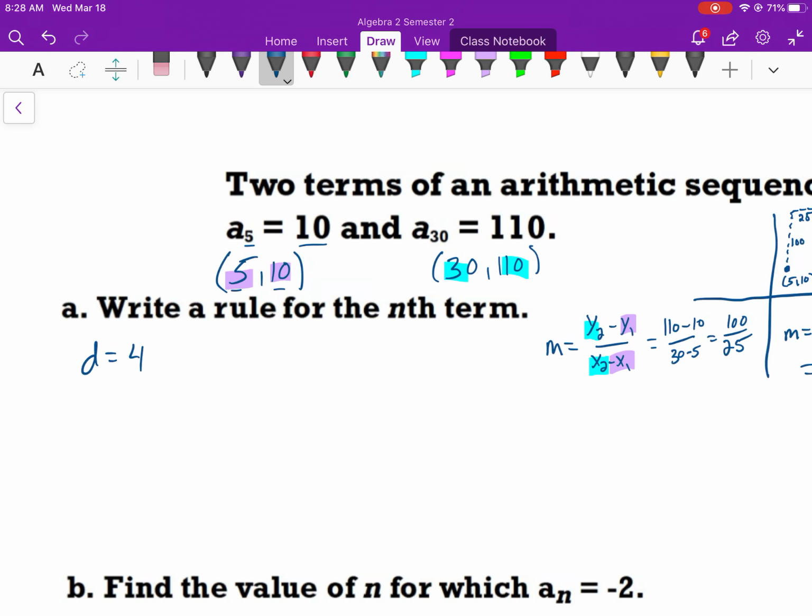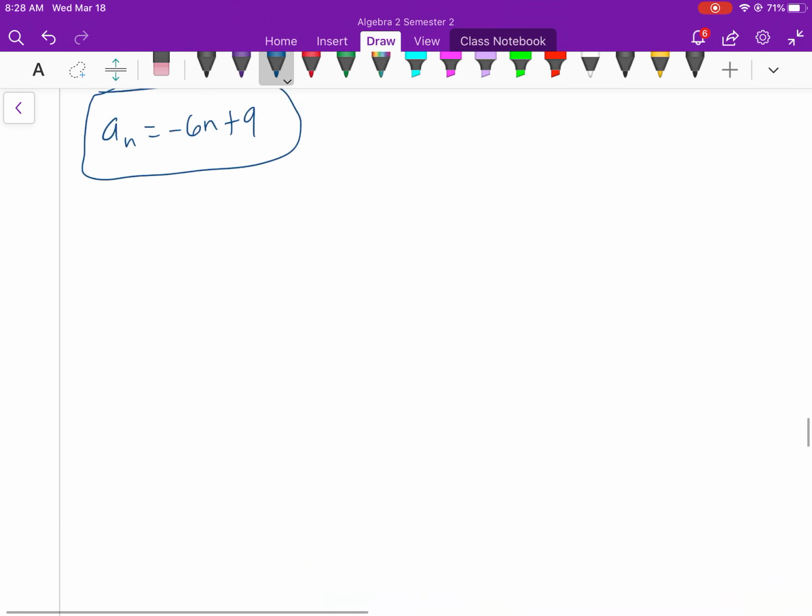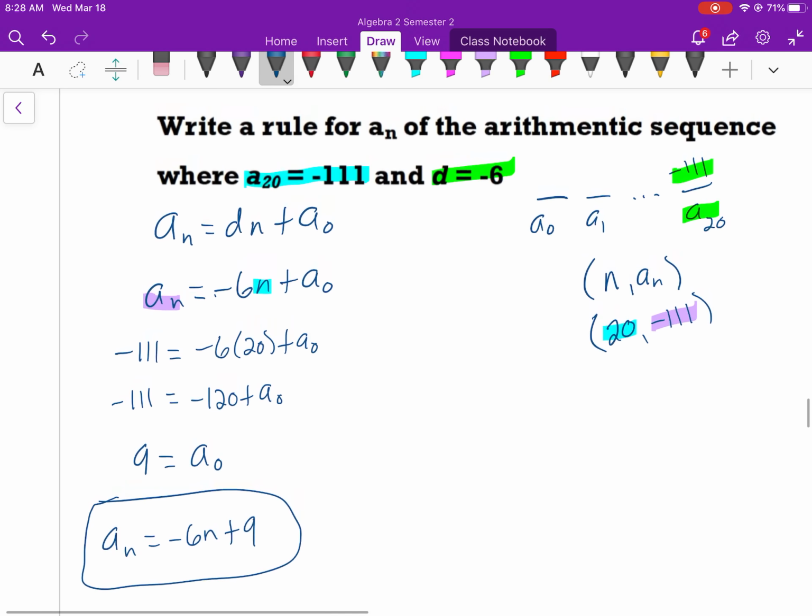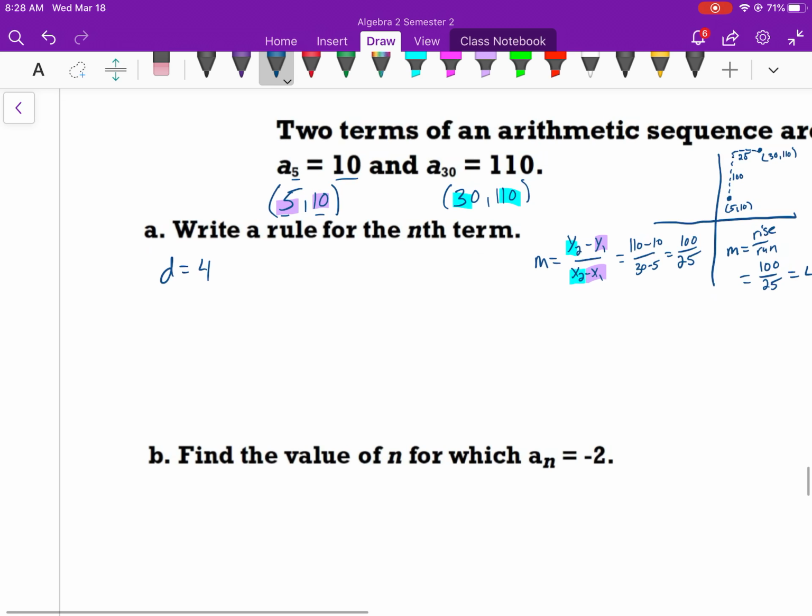So we found our common difference, and at this point, it's just like the problem up here. We have our common difference, we have another point, so what we're going to do is take that common difference, plug it in, and then using one of those points, you can use the a sub 5 term or you can use the a sub 30 term, does not matter. I'm thinking the (5, 10) is going to work a little bit better just because it's little easier numbers.